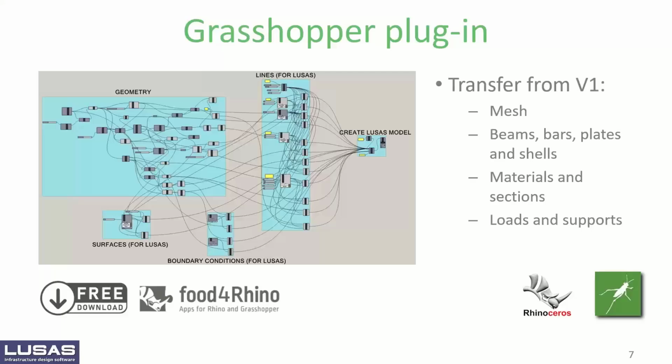We did a webinar back in March. That was on version 1. So version 1, our first release, had the basics of geometry, so mesh and the elements, beams, bars, plates, and shells, material sections, and loading. And support conditions. So the basics really to create a simplistic model.